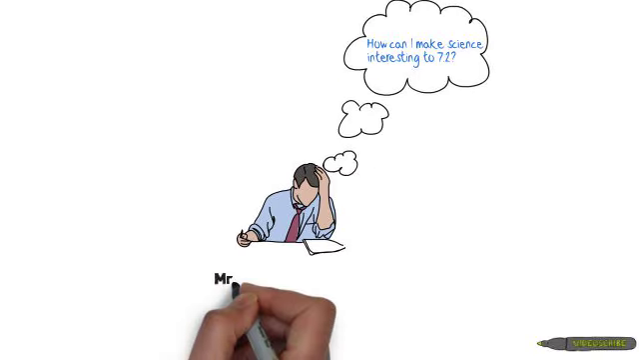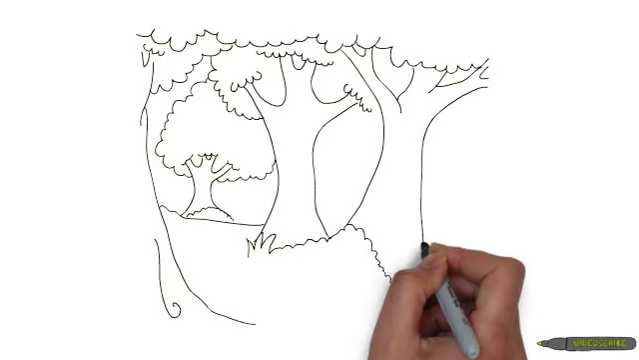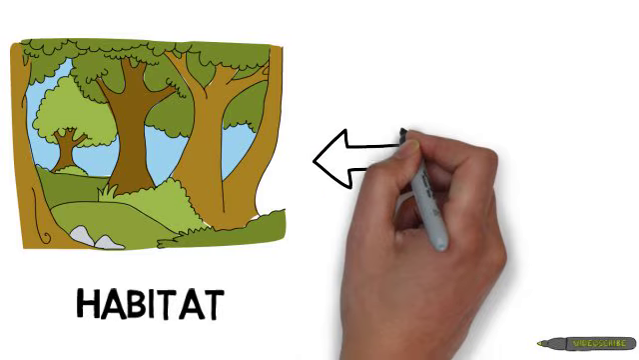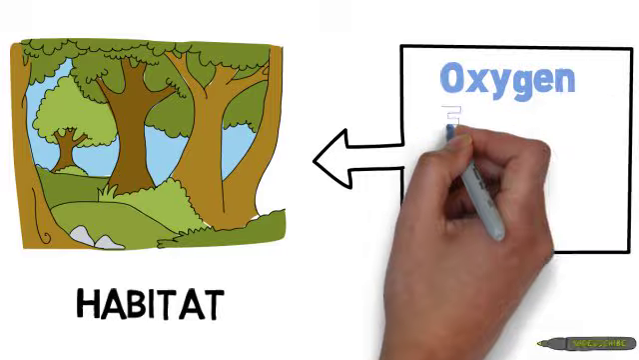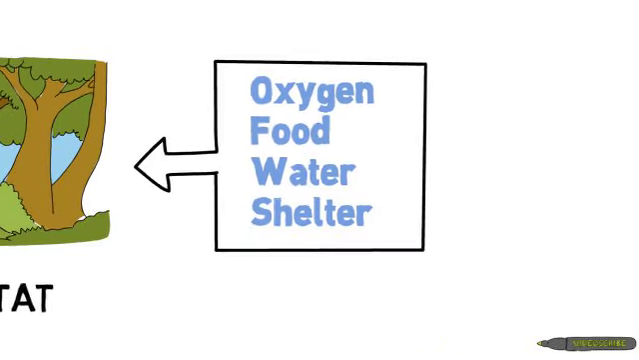Do you remember what a habitat is? It's the type of place where an organism normally lives. So one example is woodland. Another might be desert. A habitat must supply everything that an organism needs to survive. There must be oxygen, food, water, and shelter!